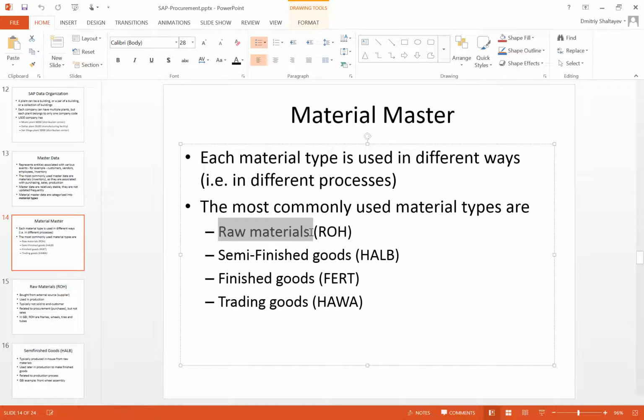So number 1, raw materials. Now these abbreviations, they refer back to the SAP. SAP is a German company, right? So therefore, a lot of screen names or abbreviations used in the SAP program don't make sense for us, because we don't speak German, most of us anyway. But they do make sense for Germans, obviously. So raw materials has an abbreviation ROH. Then there is work in progress or semi-finished goods, HALB, finished product, third, and also trading goods, HAWA. So let's discuss every single one of them briefly.